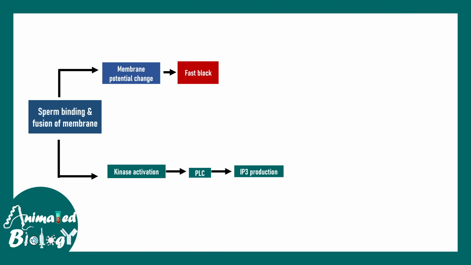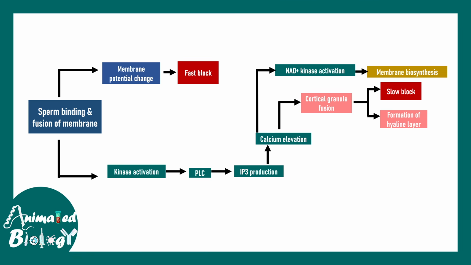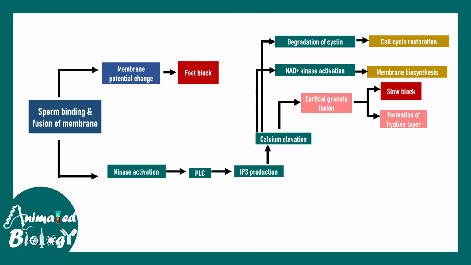Second, kinase activation would happen. Phospholipase C mediated generation of IP3 would lead to calcium elevation in the cytosol of the oocyte. Calcium would lead to cortical granule fusion, which would ultimately lead to a slow block, and also to hyaline layer formation. It would make an impermeable layer, making it almost impossible for an incoming second sperm to enter the ovum. Second, NAD kinase activation would happen. That would resume the membrane biosynthesis. Now there would be degradation of the cyclin, which would resume the cell cycle.